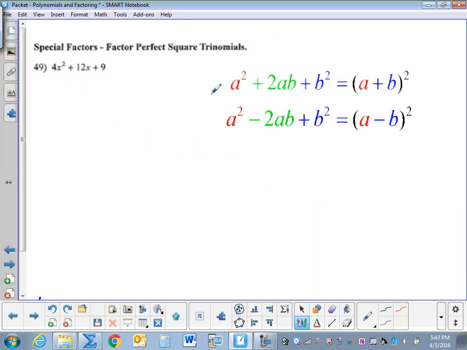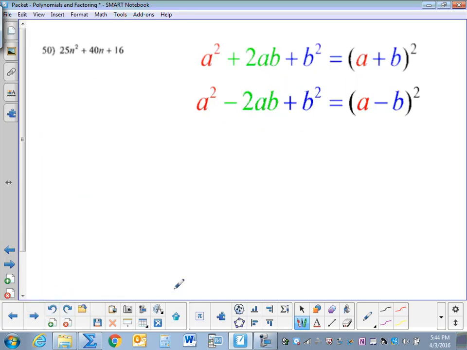So we're going to start with the trinomial and go to the binomial. We're still going to identify a and b. Instead of squaring it, we're going to take the square root. So 2x. We're going to take the square root of b, which is 3. And we're always going to check that this multiplies and doubles to the middle term. And it does. So then my factor would be just 2x plus 3 squared. Okay, go ahead and try number 50.